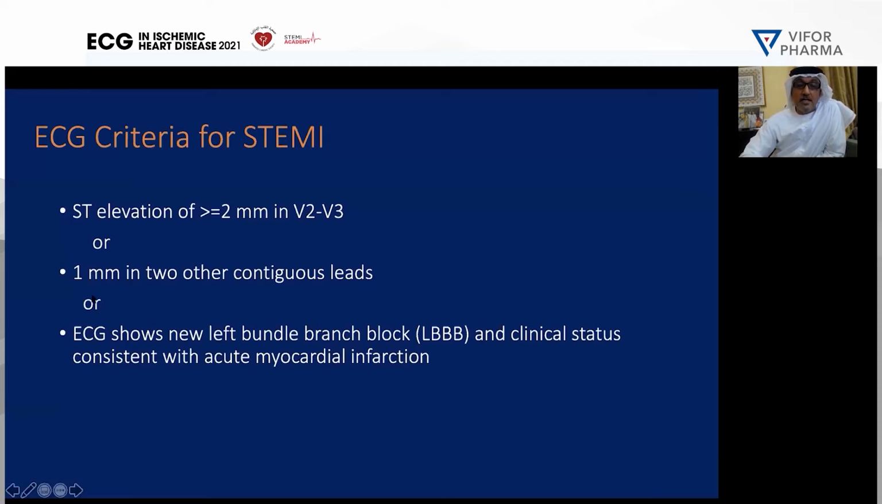as a STEMI. So ST elevation of more than 2 millimeters in leads V2, V3, or 1 millimeter in 2 other contiguous leads, or if the ECG shows new left bundle branch block, and the clinical status is suggestive of acute MI, of course, which is chest pain or symptoms. So if someone presents with those ECG criteria, now you're dealing with ST elevation MI, and you need to treat that patient accordingly.